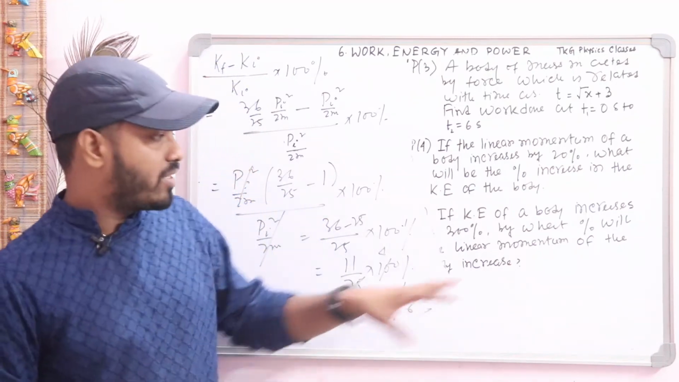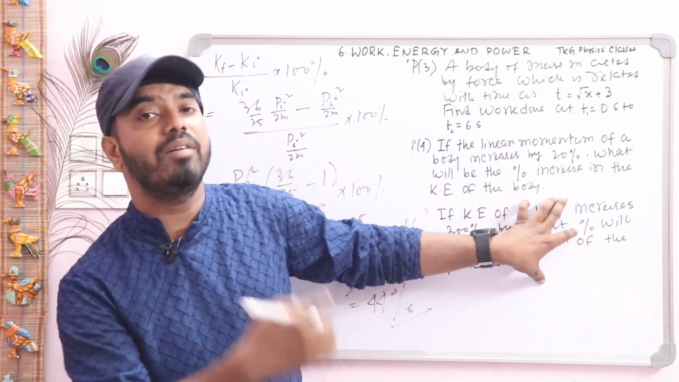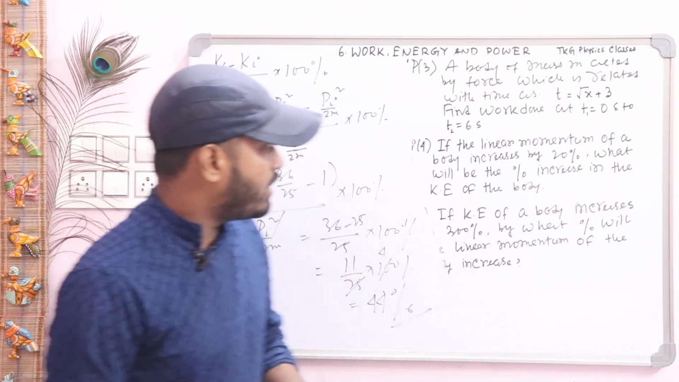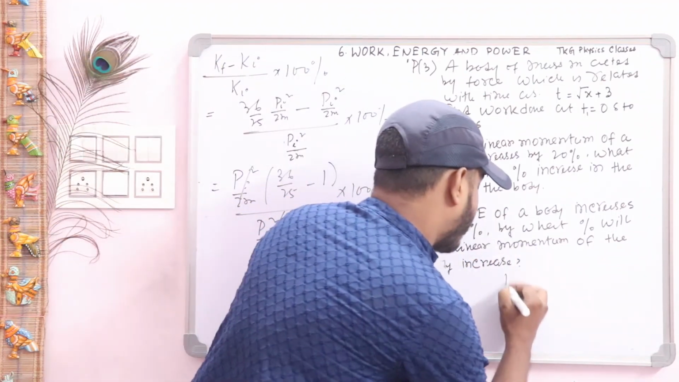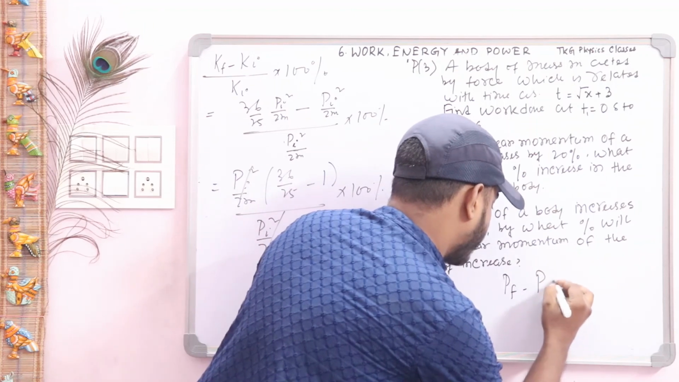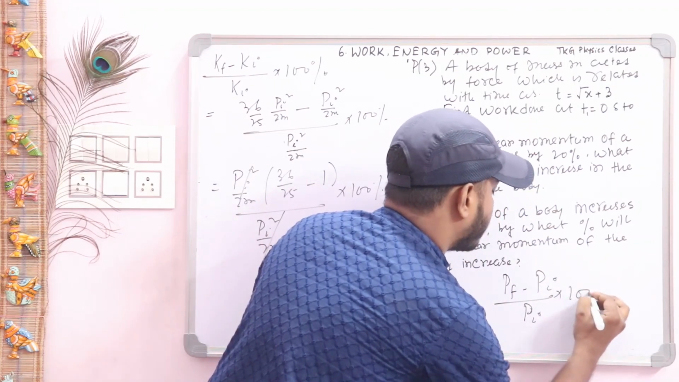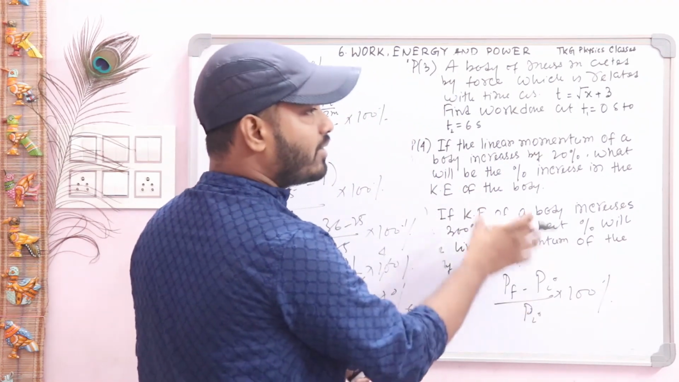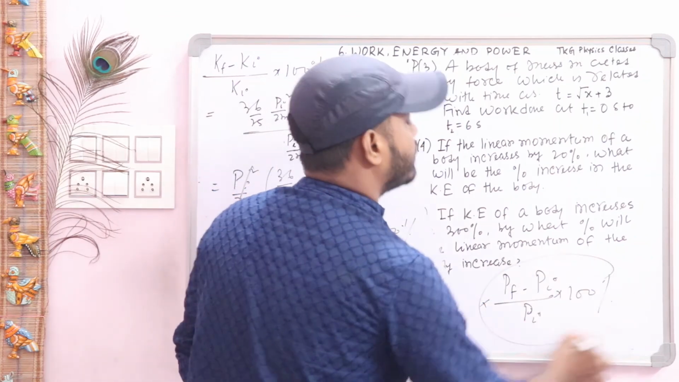Method same. At first here you find initial kinetic energy, final kinetic energy, initial momentum, final linear momentum. Then you use the formula. Which formula? Here you have to use the percentage increase in linear momentum. So formula will be final linear momentum minus initial linear momentum divided by initial linear momentum into 100%. At first you find Pi, Pf, Ki, Kf. Then use this formula and solve it.